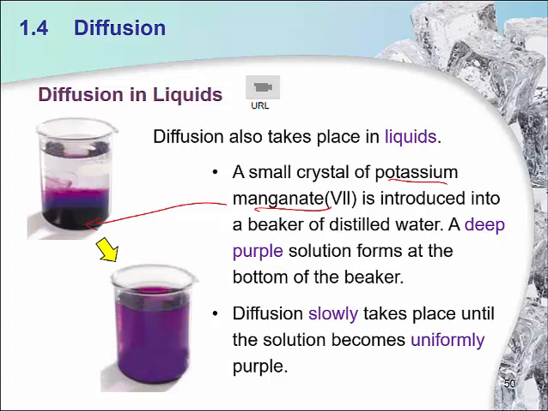First of all, the potassium manganate crystal has to dissolve, and once it dissolves, the concentration is highest at the bottom, and it slowly diffuses up until the concentration is homogeneous throughout.